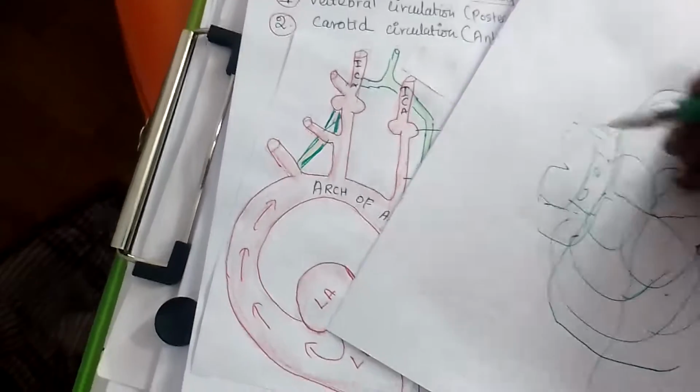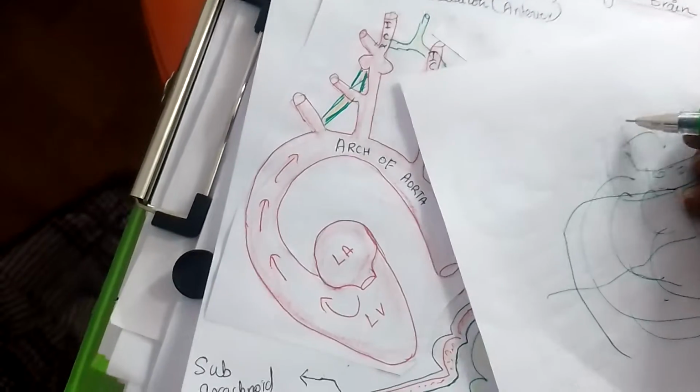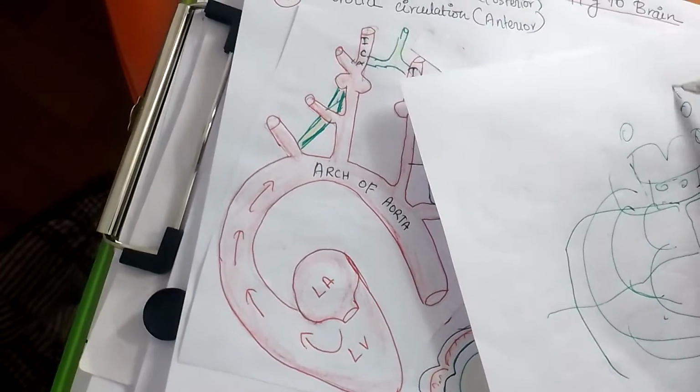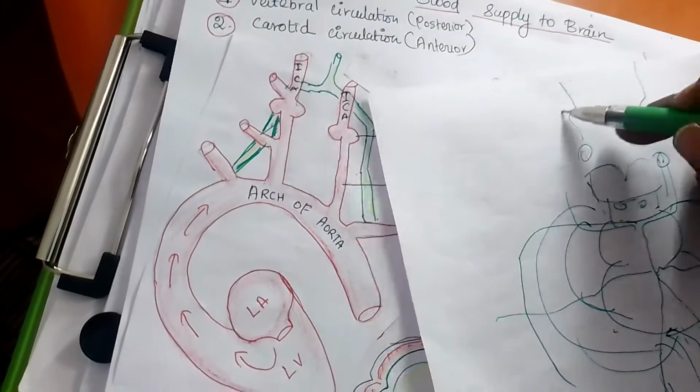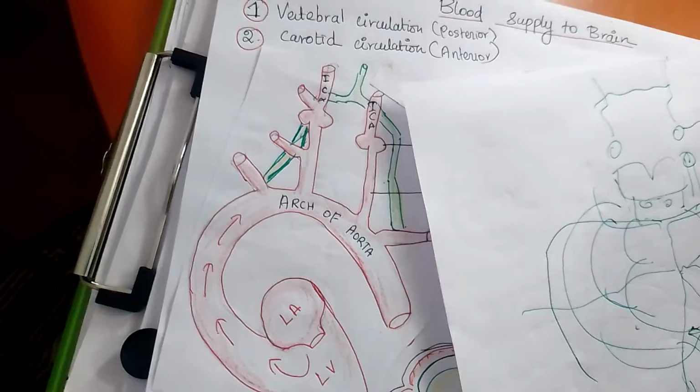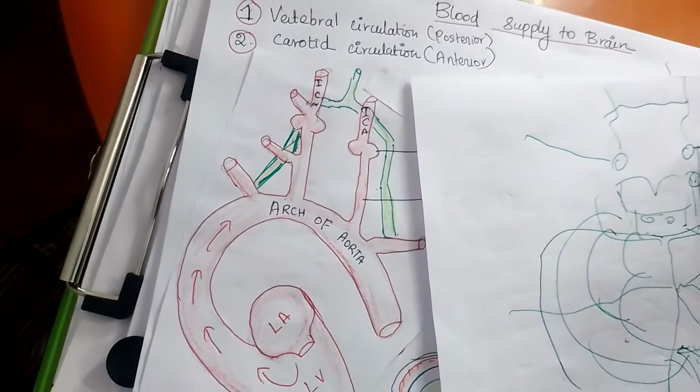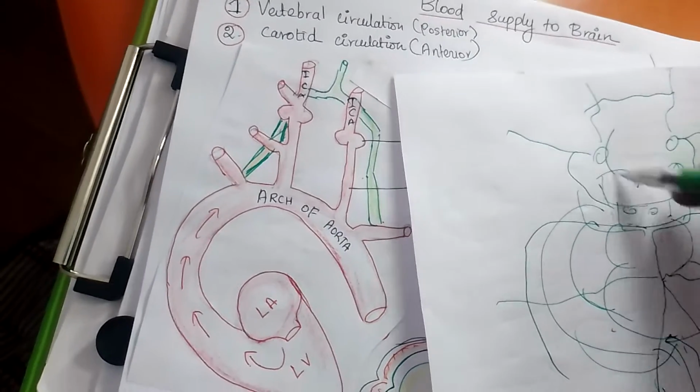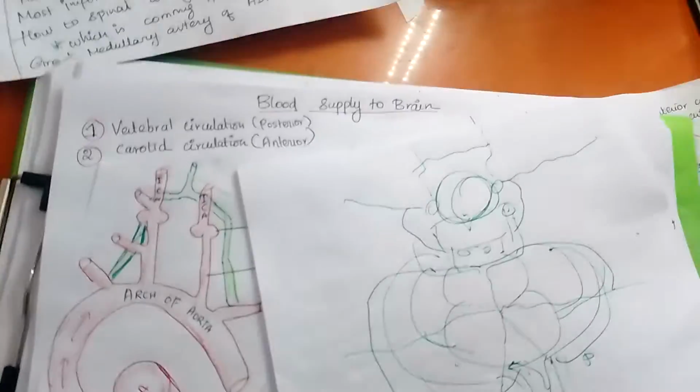And about the carotid system, you can very well draw the anterior cerebral artery, this is the anterior communicating artery, this is the lateral cerebral artery, and they are connecting with each other posteriorly. This part is really called the circle of Willis.